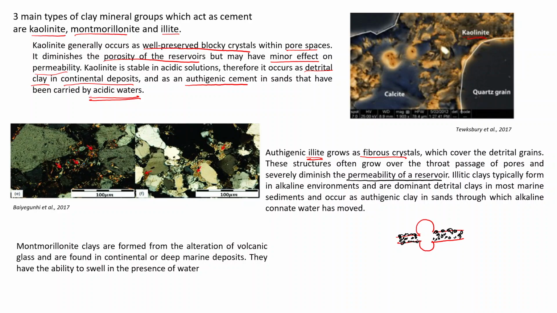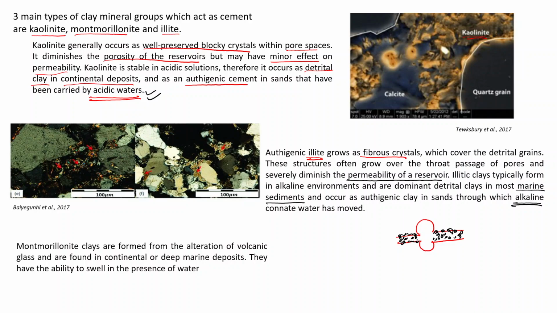They typically form in alkaline environments, and they are the dominant detrital clays in most marine sediments, and they occur as orthogenic clay in sands through which alkaline connate water has moved. So previously we were looking at kaolinite as the one deposited by acidic waters, while illites have been deposited by the alkaline solution or the higher pH material.